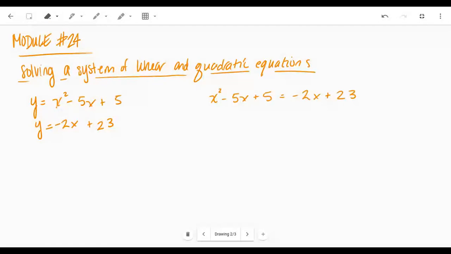Okay, and then what we want to do is get everything to one side, so that your x squared term is positive. So we're going to want to get everything to the left-hand side. So we're going to add 2x to both sides, and at the same time, we can subtract 23 from both sides. Okay, so that gives us x squared minus 3x plus 18 equals 0.